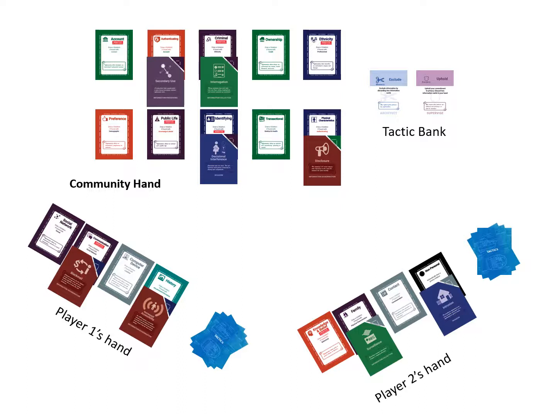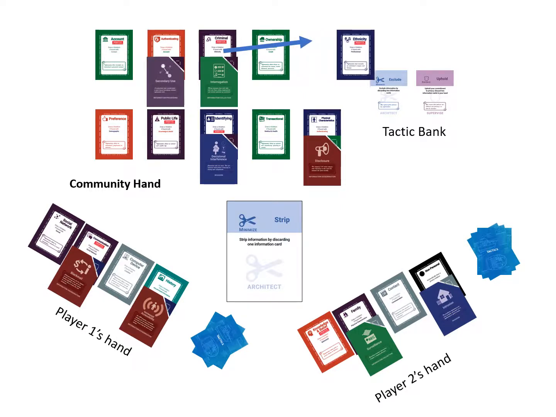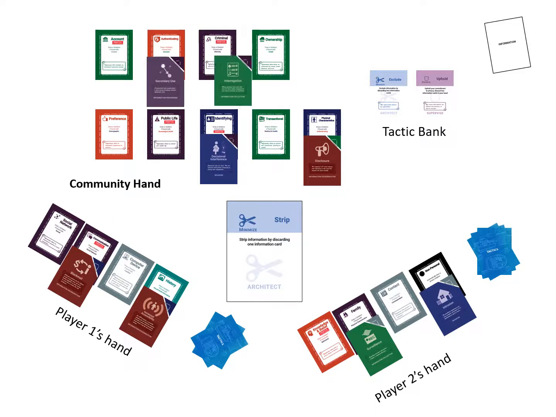It's player 1's turn to go first. Player 1 is going to play the strip tactic. Strip information by discarding 1 information card. They have chosen to strip the ethnicity information card because the ethnicity card is risky when found with criminal. By stripping the ethnicity card, the criminal no longer has this risky combination, and therefore player 1 can remove the violation card as well. Now this helps player 1, but it also helps player 2 because all community violations belong to all players.